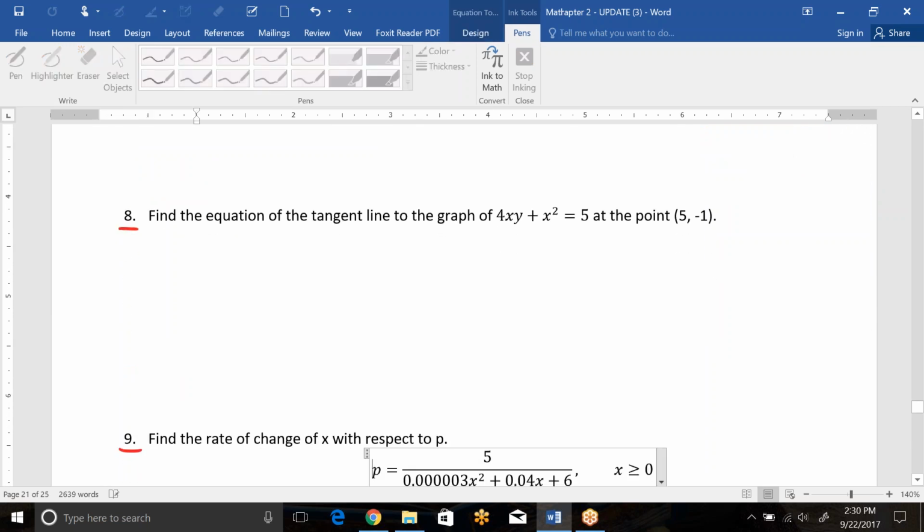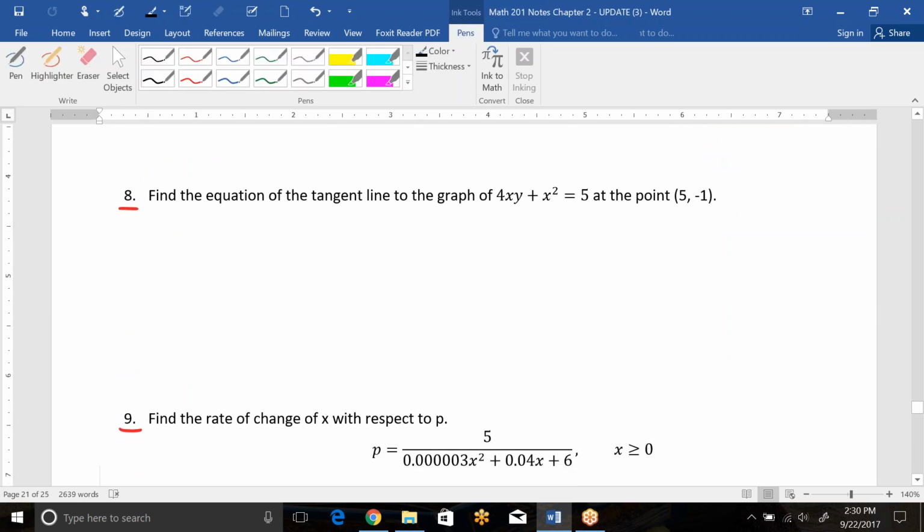Okay, we need to do 8. Find the equation of the tangent line to the graph 4xy plus x squared equals 5 at the point (5, -1). So this takes it, remember, a step further. You're going to find the equation of the tangent line after we find the slope.